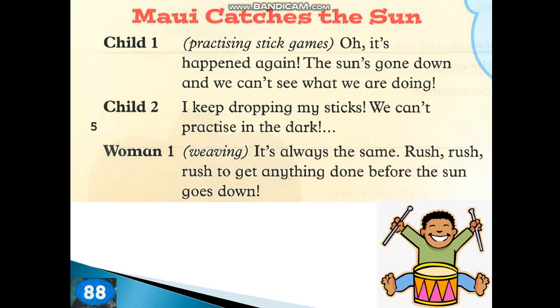Now, a woman, do you remember the picture that we've seen? This is a woman who's sitting and she is weaving. So look here. When we read the play script, we don't read weaving. We just do the action here. So the action here is she is weaving. She's saying, it's always the same. Rush, rush, rush to get anything done before the sun goes down. So here's the problem with these people. The sun is going down too fast and they don't have time to do anything.